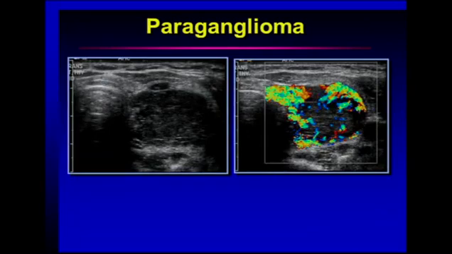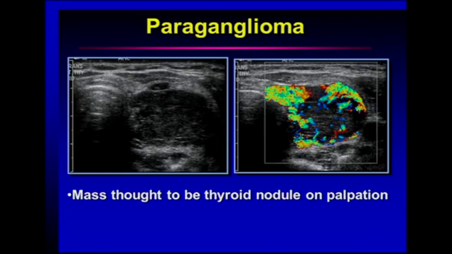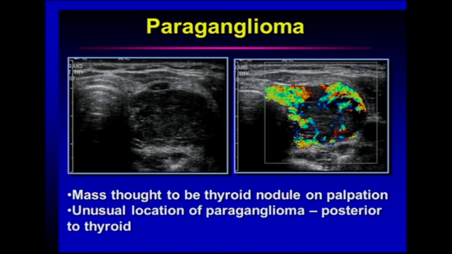This individual presented with a palpable mass in the left neck, felt to be a thyroid nodule on palpation. As we look carefully, though, the thyroid gland is displaced anteriorly over this hypoechoic, very vascular mass, and this turned out to be a paraganglioma in an unusual location, located posterior to the thyroid gland.